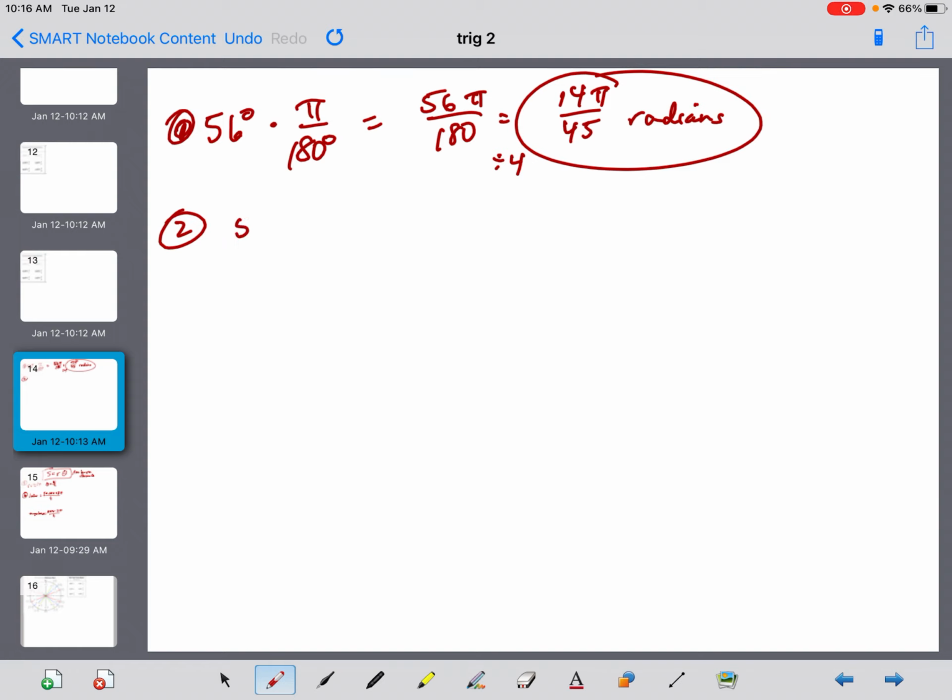Okay? Number 2, you got to go the other way. You got to take 5 pi over 3 radians and convert it to degrees. So you flip this, okay? And the pi's cancel. And the 3 and the 180 can simplify to 1 and 60. And 5 times 60 is 300 degrees. Done.